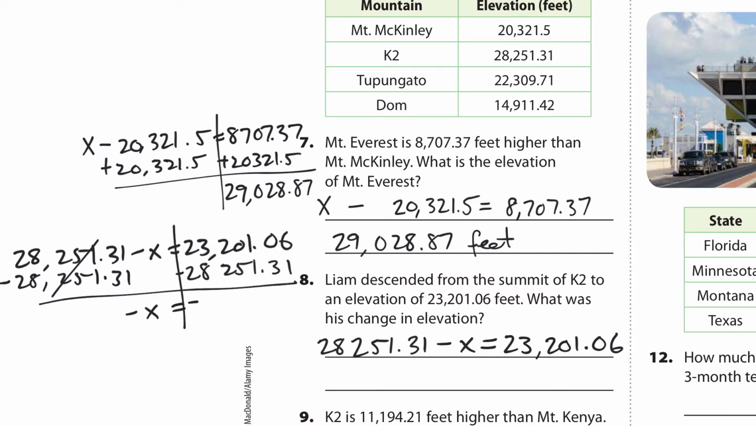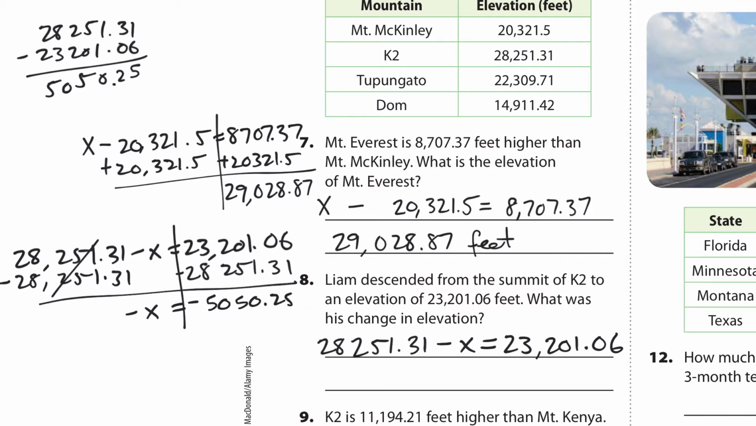But I still have to, for a moment, take 28,251.31 minus 23,201.06. And I have to subtract. So that's 5, that's 2, that's 0, 5, 0, 5. So I believe it's 5,050.25. So that's negative 5,050.25.